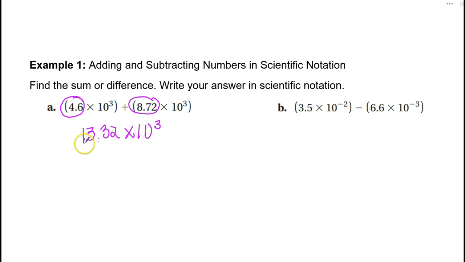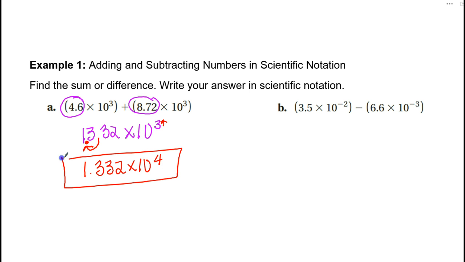The only issue with this is this number is not written in scientific notation because this 13 is bigger than 10. So I need to move the decimal point to make this number between 1 and 10. And since I'm swooping once to make the number smaller, I need to make this exponent go up by 1. So now this is 1.332 times 10 to the 4th power, and that is your final answer.